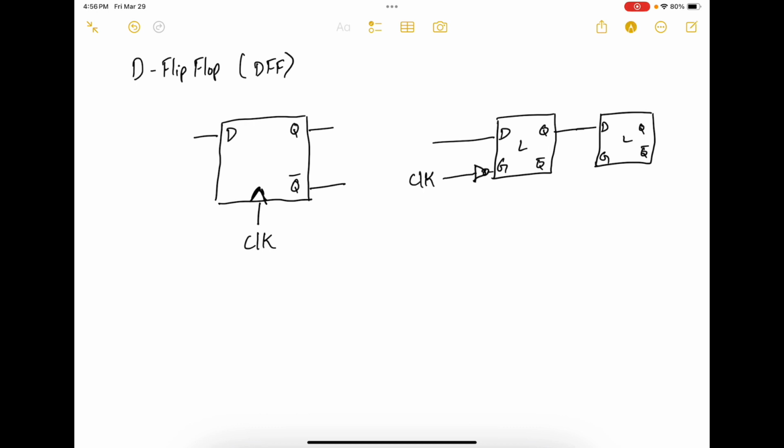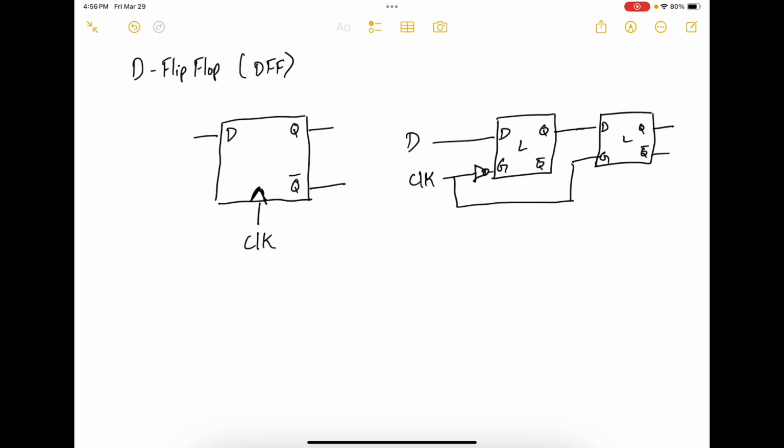So the gated input of the first latch is given the inverse of the clock, and the gated input of the other latch is given the clock, and you have D as your input and Q as your output, and you also have Q prime as well. So this is the internal diagram of a D flip-flop.